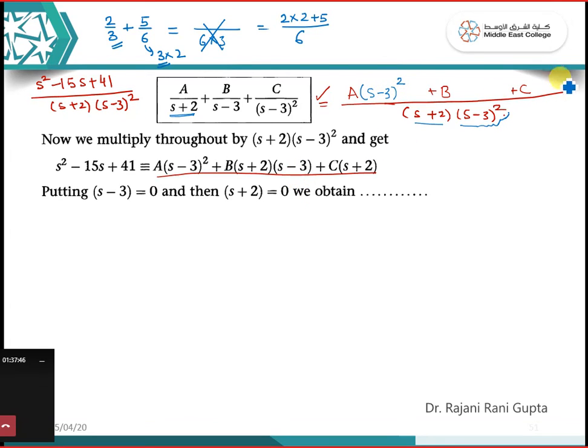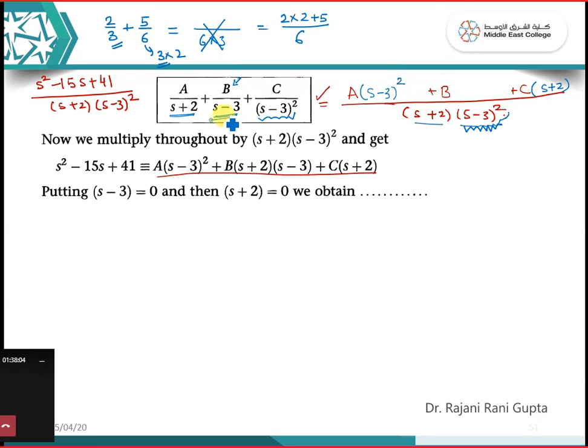Okay. Now let's look at C first. Below C you have (s minus 3) power 2. So this term is already there. So you are left with s plus 2. That will come here. Now the thing is with B.